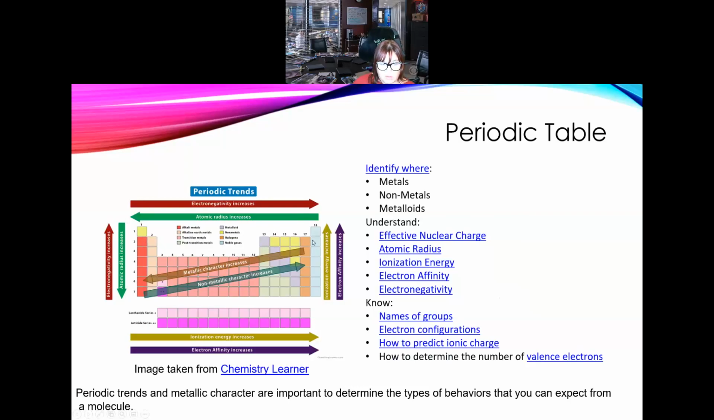And the 2p's that we have. So the 2s and 2p's, those are the valence electrons. That's whatever is in that outermost shell. Okay. We also need to know how to predict ionic charge.